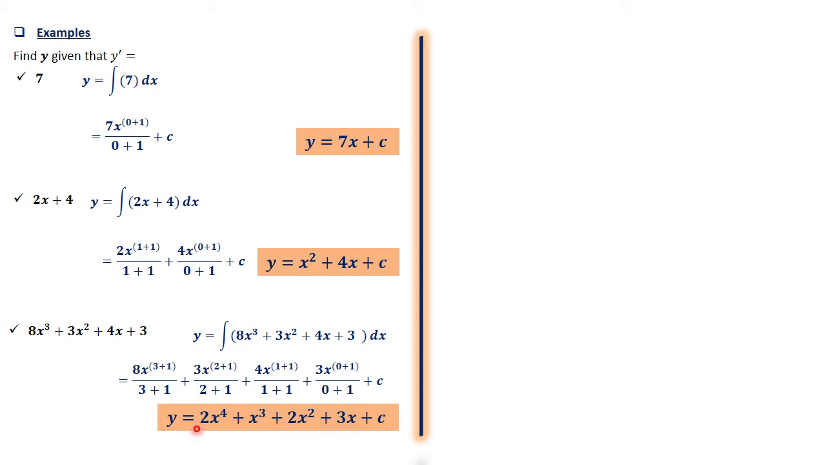plus c. If you differentiate this, you get 8x cubed plus 3x squared plus, is it 4x? Yes, 4x plus 3. Differentiating a constant becomes 0. And therefore, my operation is actually right.